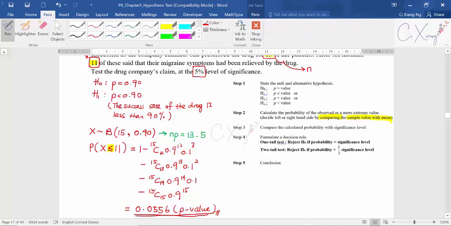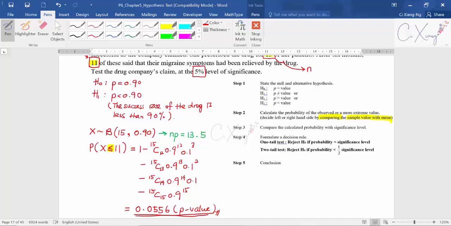For the formula here, you need to write out the binomial formula at least once. Here I write out 4: 15C12, 15C13, and so on. But if you feel very lazy, then you can skip, but you must write out the formula for the binomial distribution at least once.